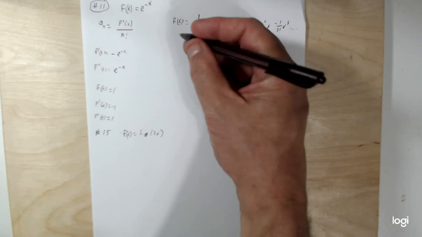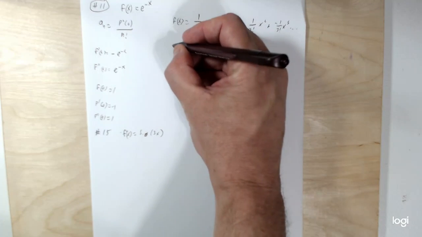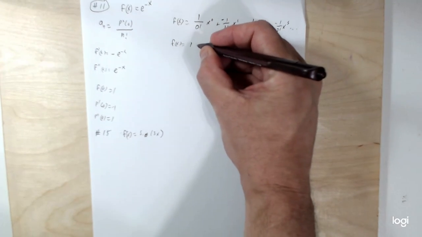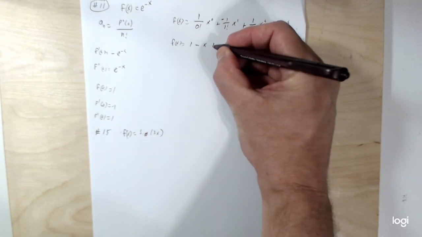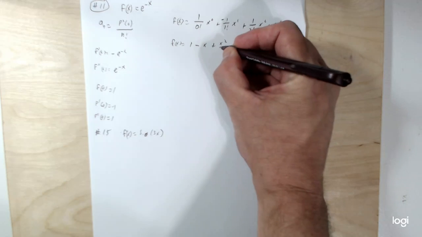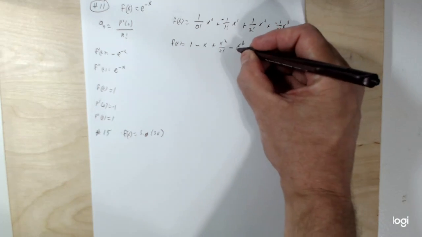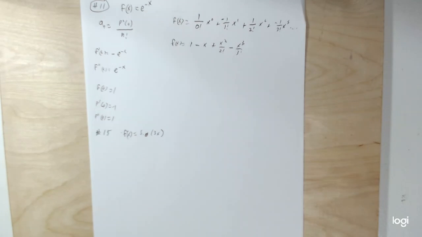Okay, so that's using the definition idea. So in writing it in simpler terms, you'd simply get 1 minus x plus x squared over 2 factorial minus x cubed over 3 factorial. Okay, so that's the one way of doing it.